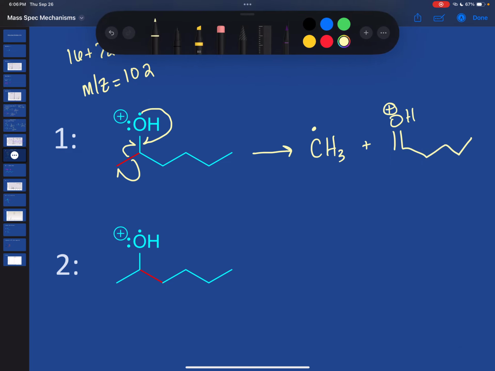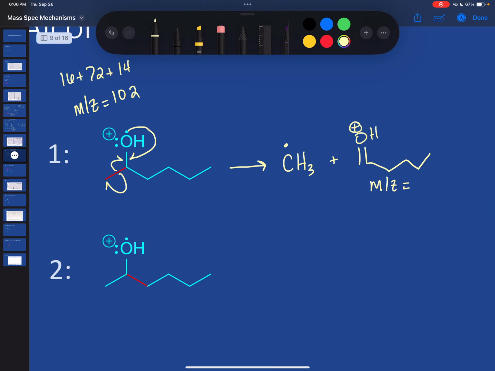Okay, so since this is the cation, I'm interested in the mass to charge ratio of this species. We can do the same thing we just did for the molecular ion where we go through and calculate that. I'm going to be lazy because I know I lost a methyl group. I can just say 102 minus 15, which is the mass of the methyl. So 102 minus 15, and I'm getting 87 for this alpha cleavage. So that's the first fragment I would look for. Okay, so let's look at the other one.